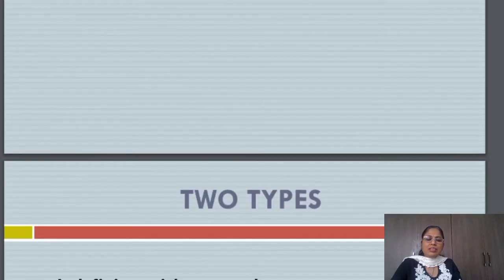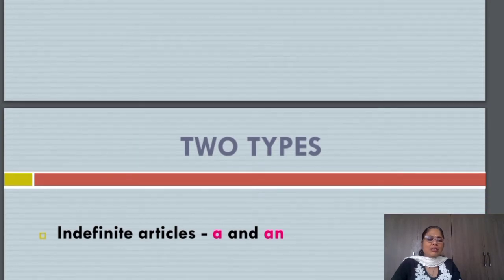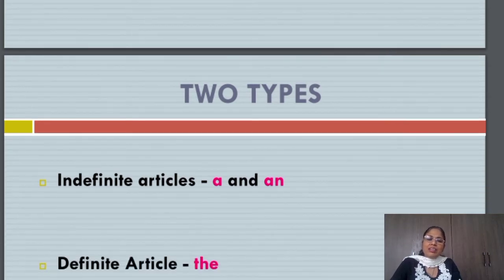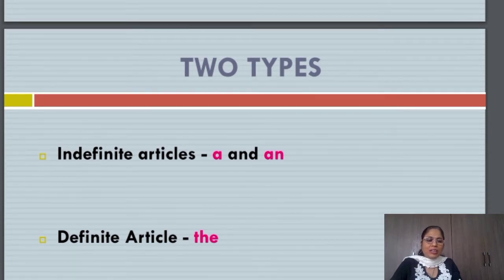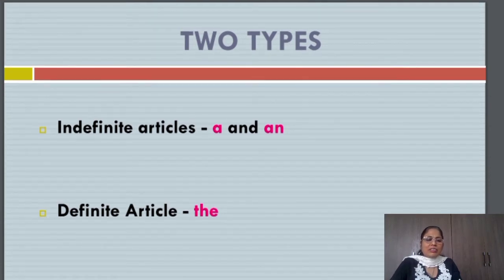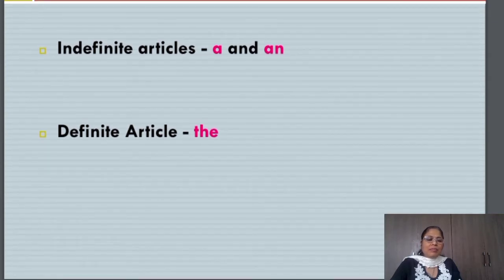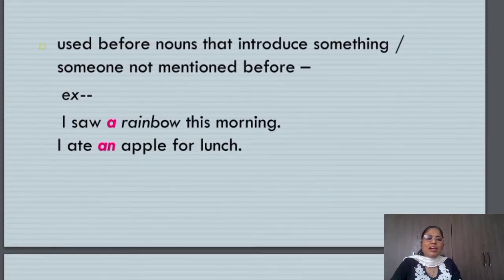These articles can be divided into two categories. The first one, that is a and an, are actually only one article. Means the meaning and the purpose and the usage of a and an is the same. I will explain the difference to you all shortly. And the second category is the definite article, the. Let us have a look at the indefinite article first.